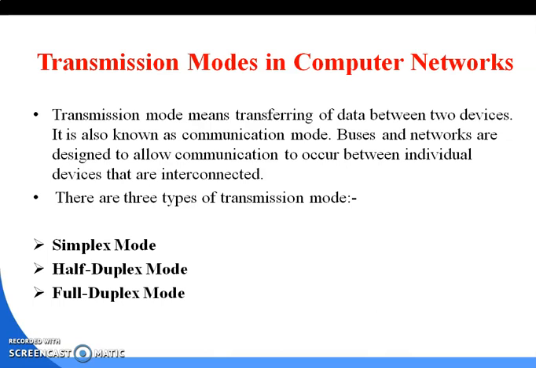Now come to the transmission mode in computer network. How many types of modes are available in the transmission? Transmission mode means transferring the data between two devices. It is also known as communication mode. Buses and networks are designed to allow communication to occur between individual devices that are interconnected. There are three types of transmission mode: one is simplex mode, another one is half duplex mode, and the full duplex mode.